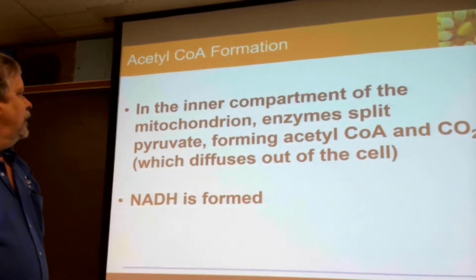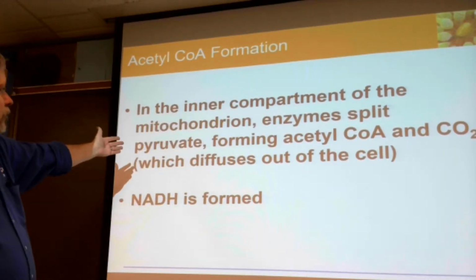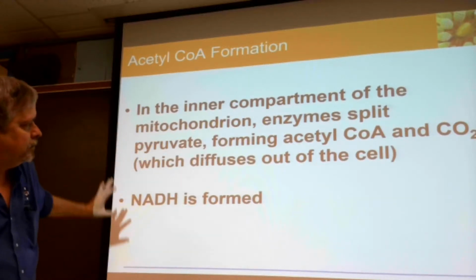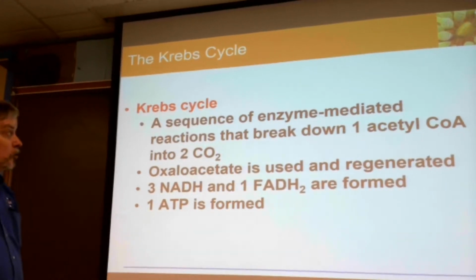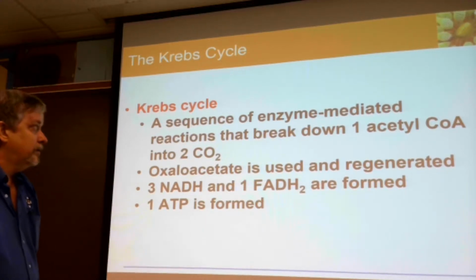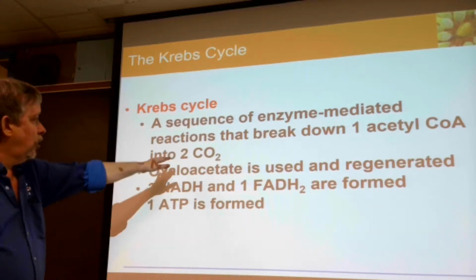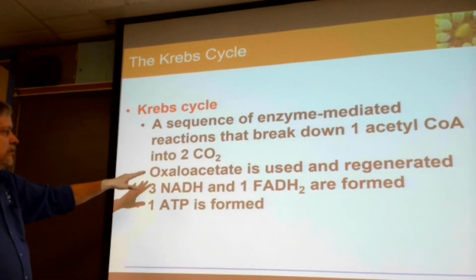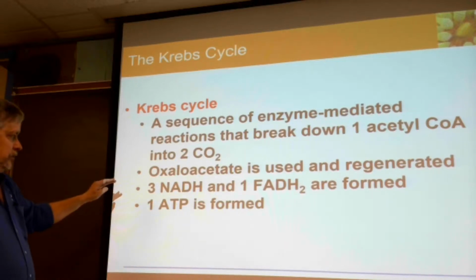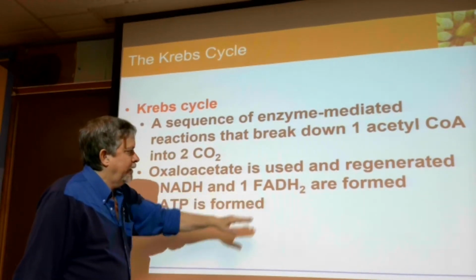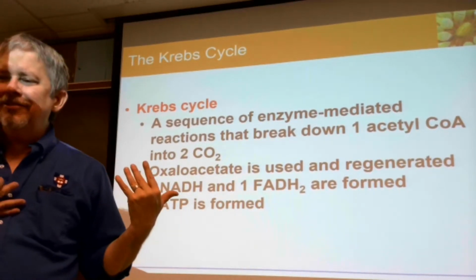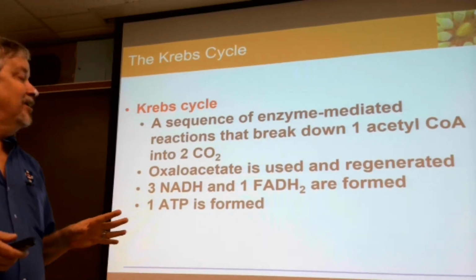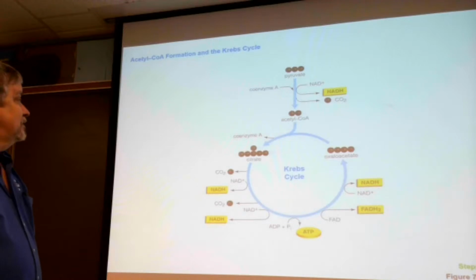All right, in the inner compartment of the mitochondria, enzymes split pyruvate, forming acetyl-CoA, and carbon dioxide diffuses out of the cell, and NADH is formed. There we got another NADH formed. The Krebs cycle is a sequence of enzyme-mediated reactions that break down the acetyl part of the acetyl-CoA into 2 carbon dioxides. Then oxaloacetate is used and regenerated. So 3 NADHs are formed, 1 FADH2, and 1 ATP is formed. Again, that doesn't mean a whole lot to you, I don't think. Let's look at the picture and I'll tell you how this works and what you'll need to know for the test.